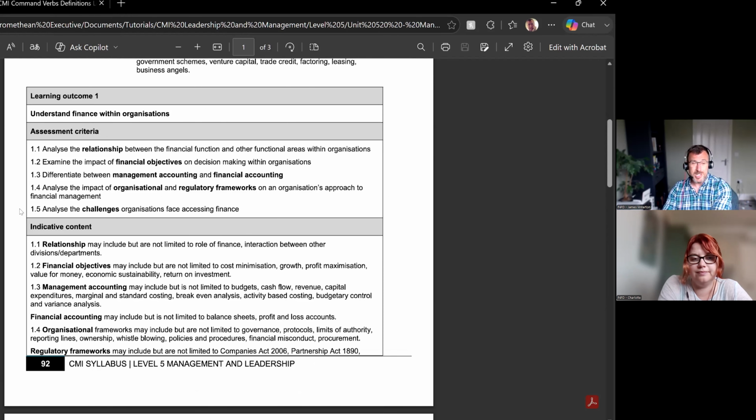1.3 then, differentiate, that's our command verb this time, between management accounting and financial accounting. Definitions, first of all. I think just a definition of management accounting, open with that, and then a definition of financial accounting sits underneath that. Once you've got both definitions, you're in a position to differentiate between the two. So differentiate is what it says, just to look at what the similarities and what the key differences are between the two things. Where do you think the biggest differences are between the two things overall?